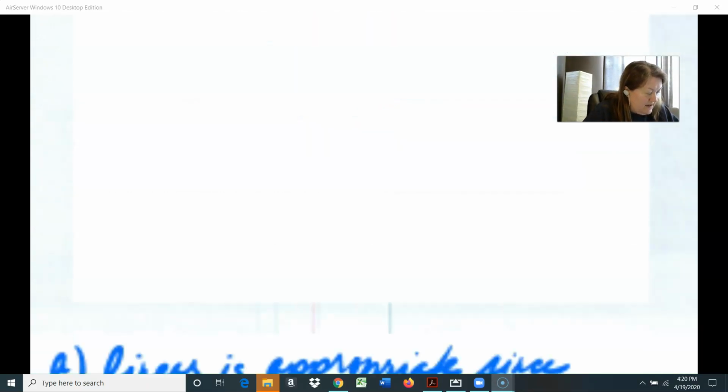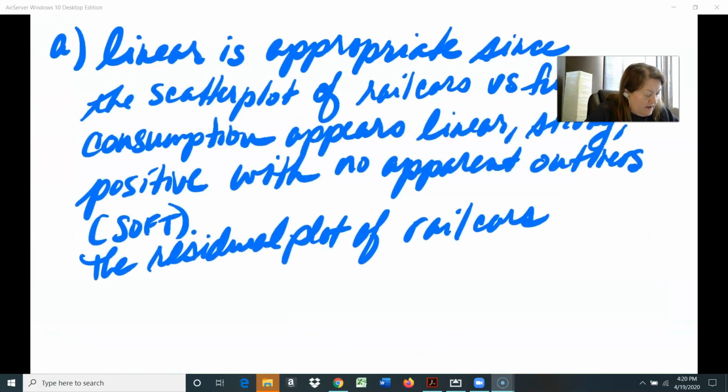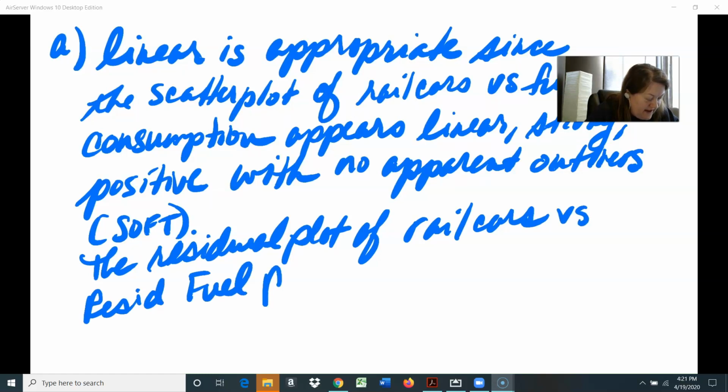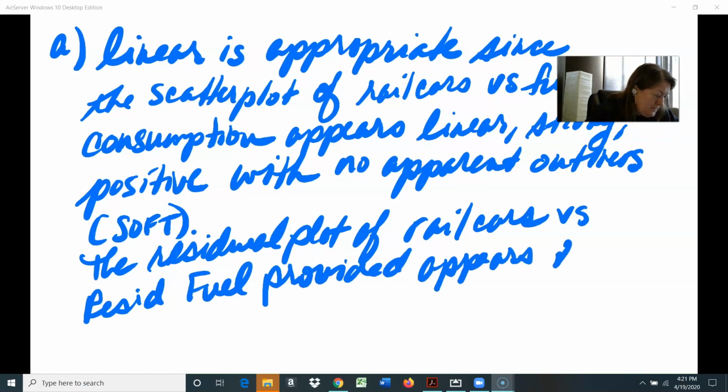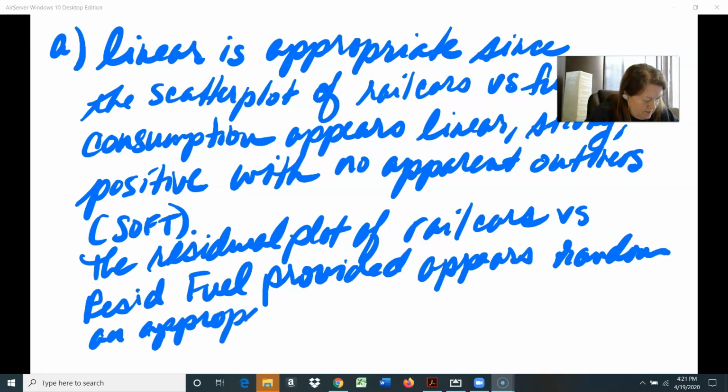So I might want to say something along the lines of: the residual plot of rail cars versus residual fuel provided appears random and appropriate for a linear model.